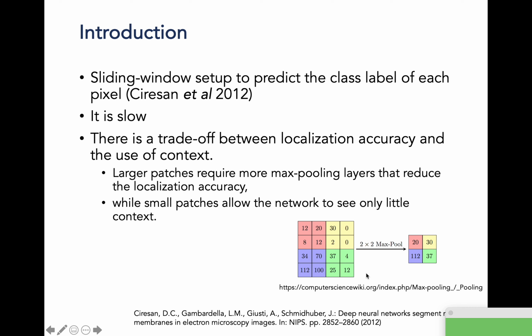When you have larger patches of images, you will be required to do much more max pooling. This is a reference for a 2x2 max pooling operation, for example. But that reduces localization accuracy because you are using more max pooling operations, right? But when you use small patches, your network would not be able to see the context that will be required to improve the localization accuracy. So that's the trade-off that's usually inherent with these sliding window methods.